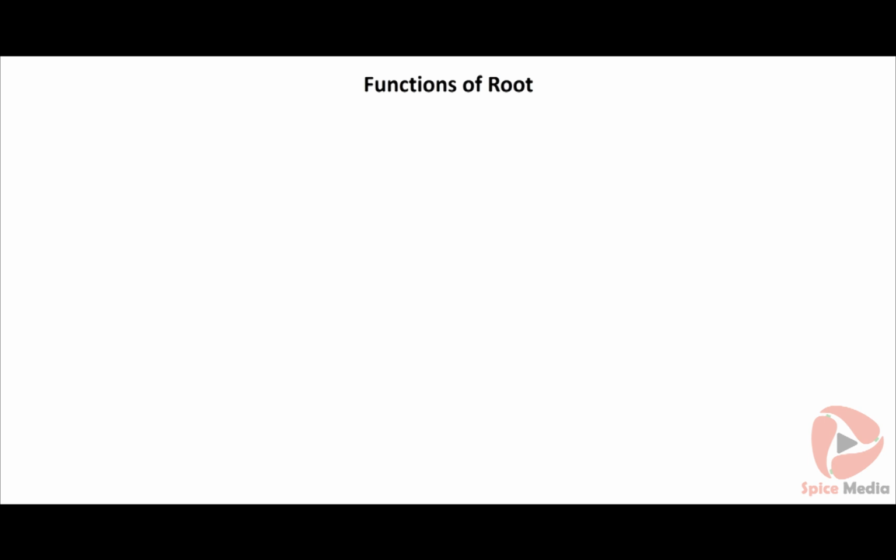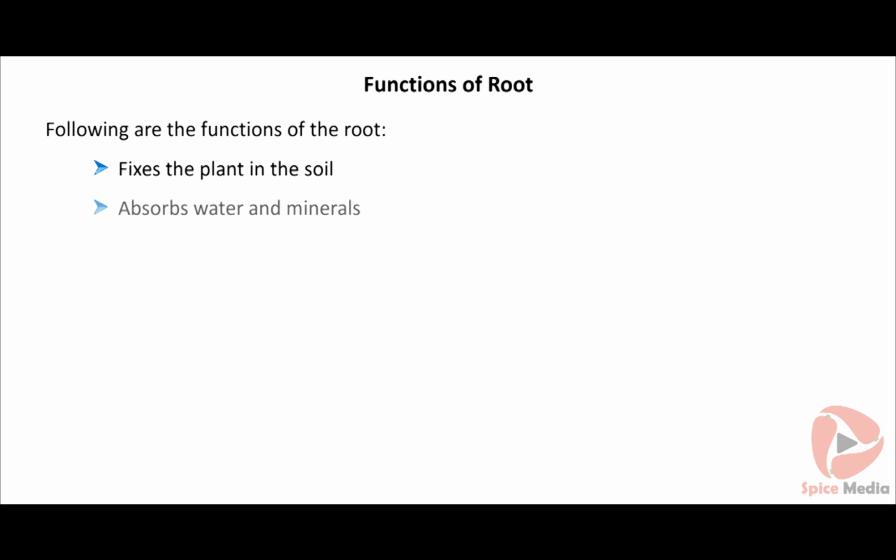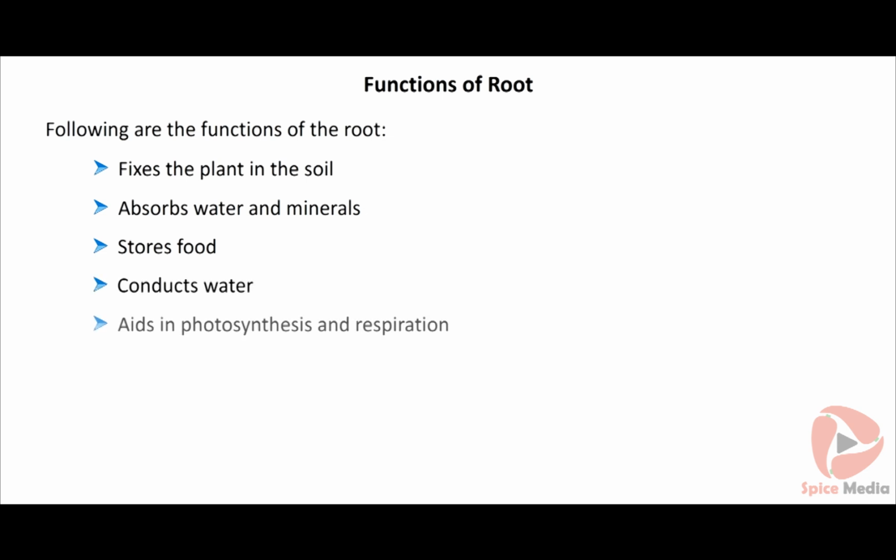Functions of root. The primary function of the root is to fix the plant in the soil. It helps in absorption of water and minerals. It helps in storing food. It conducts water. It also helps in photosynthesis and respiration.